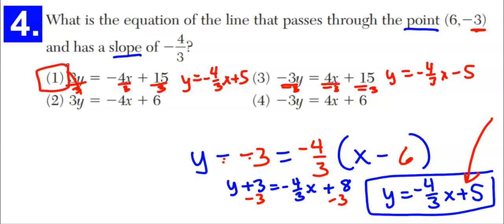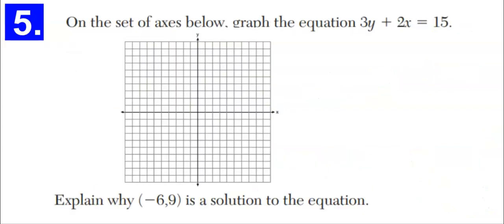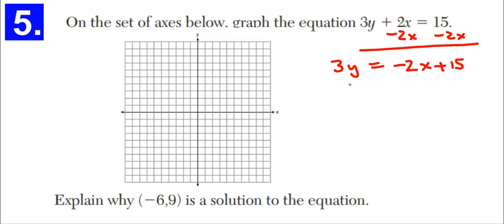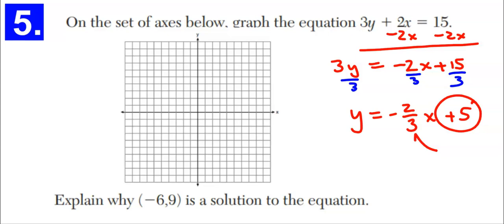We found our answer. Question number 5 asks you to graph the equation 3y plus 2x equals 15 on the axes below. In order to graph an equation or an inequality, you need to write it in slope-intercept form. So I'm going to start by subtracting 2x from both sides, rewriting the equation. In any order, I could put the 15 first, or I can put the -2x first. Then I'm going to divide every term by 3, resulting in the final equation of y is equal to -2/3 x plus 5.